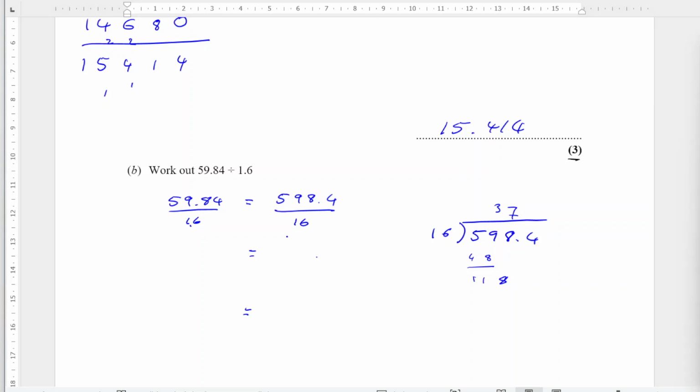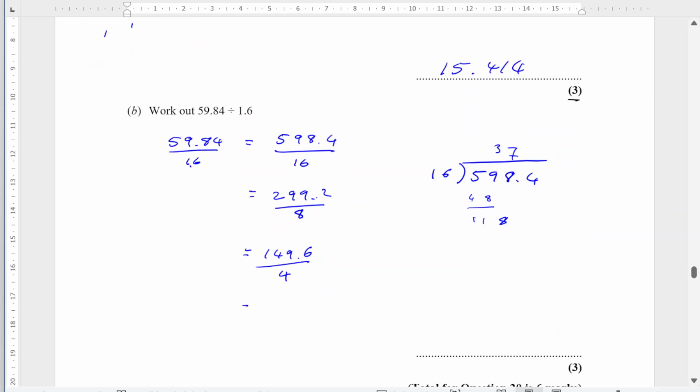If I halve both numbers, half of 598.4 is going to be 299.2. If I halve both numbers again, well, half of 300 would be 150, so it's going to be 149.6. If I halve both those numbers again, half of 150 would be 75. And then if I halve both numbers again, that's going to give me 37.4. I think that's going to be the easiest way of doing it.